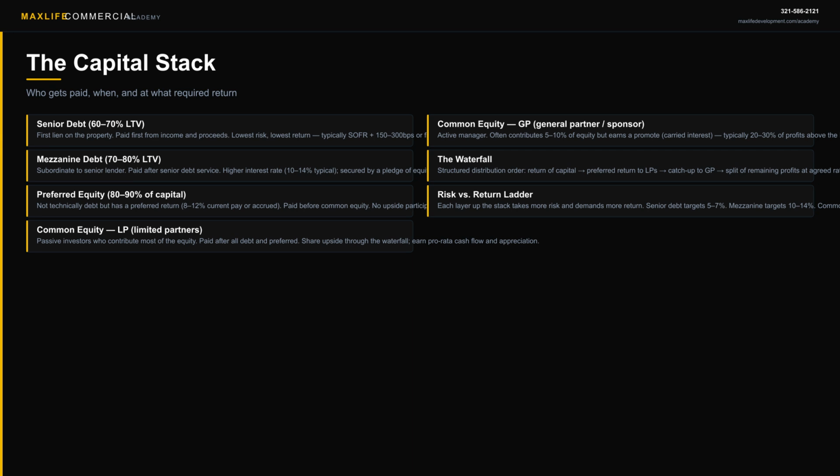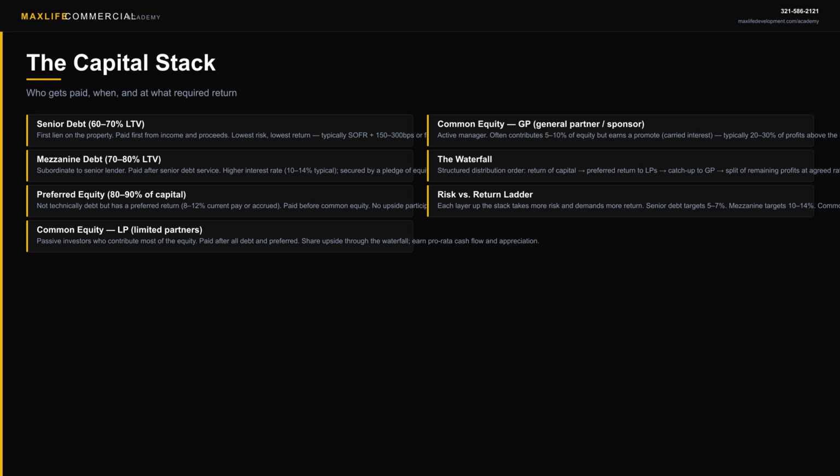Above mezzanine, you have preferred equity, not technically debt, but structured to behave like it. Preferred equity investors receive a set return, typically 8 to 12%, before any common equity sees distributions. They don't participate in upside beyond that rate.